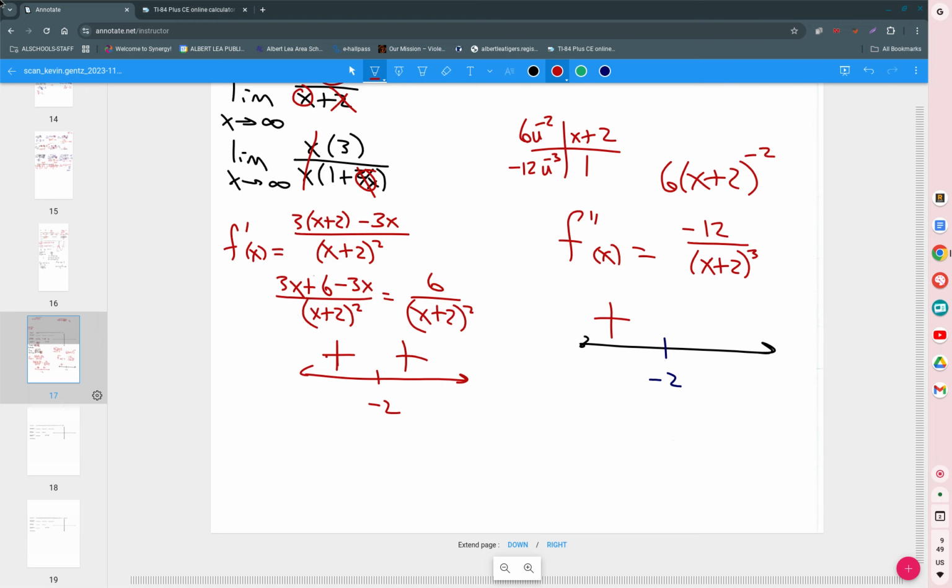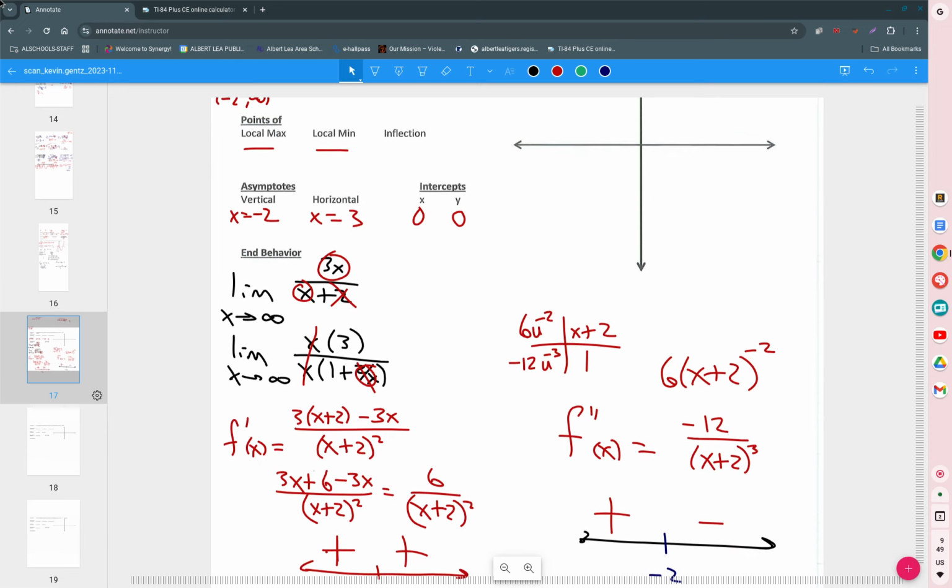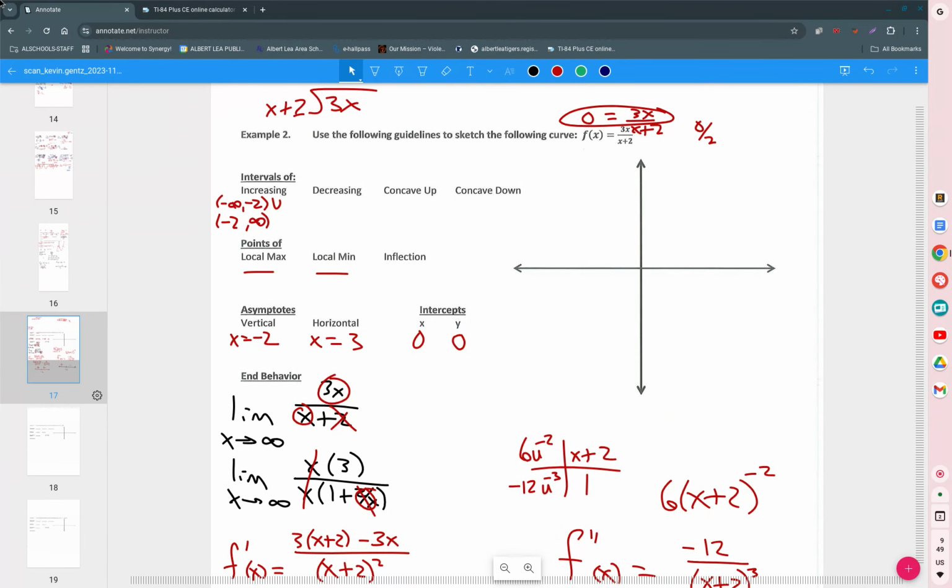Rosa, give me a number to the right of negative 2. Negative 1. Okay. Or I'll pick 0. Thank you. All right, we pick 0, and we get a positive on the bottom, and a negative divided by a positive is a negative. So I have positive and then switches to negative. So what that tells me is I have concave up. Concave up from negative infinity to negative 2. And concave down from negative 2 to infinity.